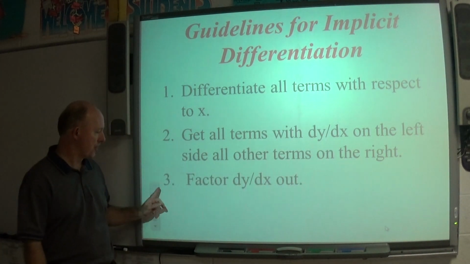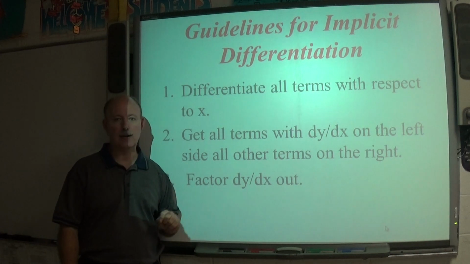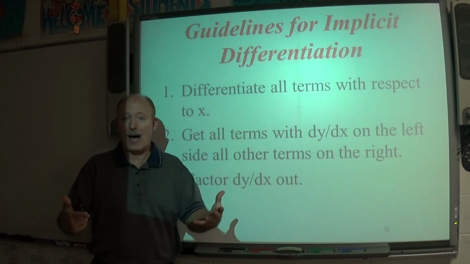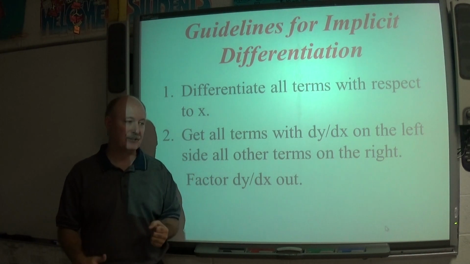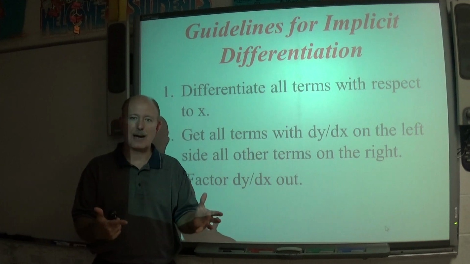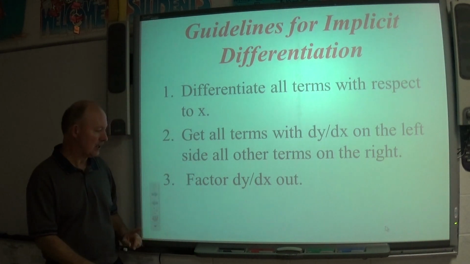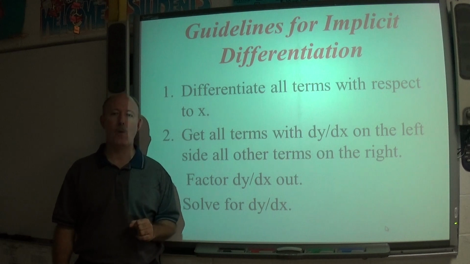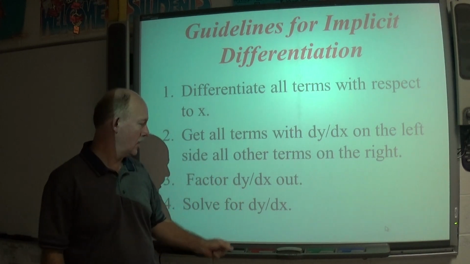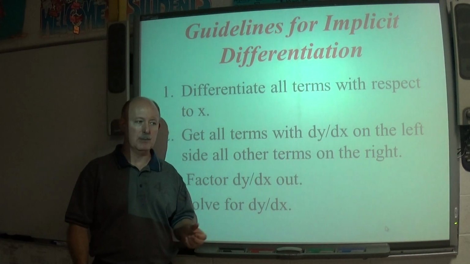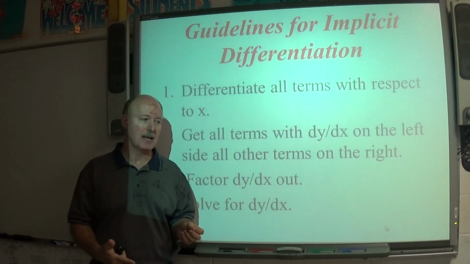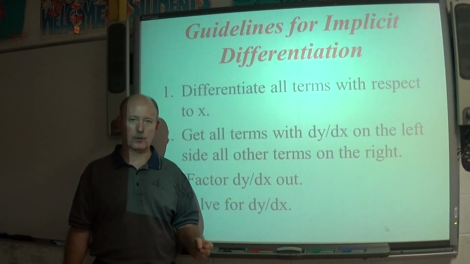And then the third step, you have to factor dy dx out. If you have more than one dy dx factor, we're trying to solve for dy over dx, so to get dy dx by itself, we have to factor dy dx out. You'll see this in some of our examples on our next video. The last thing you want to do is solve for dy over dx. When you get dy over dx equals your expression, you have your derivative. Remember that the derivative is slope, so we can also use that expression to find the slope of our tangent line at a particular point on a curve.